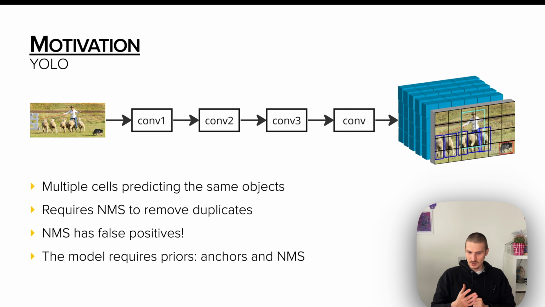YOLO is similar in this respect, but it doesn't have two stages, so it's end-to-end. It passes the image through a bunch of convolutions, and then it has a lot of heads, and each head outputs a prediction for its specified region. Again, you have the same problem that two neighboring regions might predict the same object, so you'd have duplicates in the output, and you have to remove them somehow, for example using NMS, which has false positives. You will remove different objects packed together in tight space.